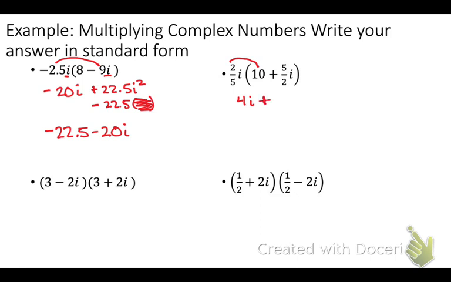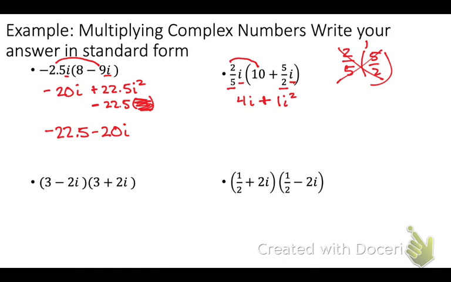Well, I have 2/5 times 5/2. It's 2/5 times 5/2, 1. And you have i times i. I squared. Can I leave it like that? How did you get the 1 again? Sorry, 2/5 times 5/2.